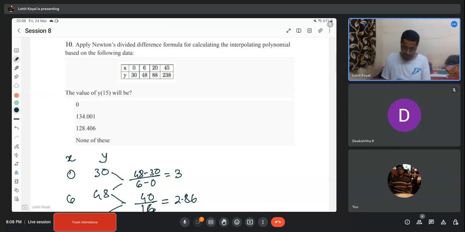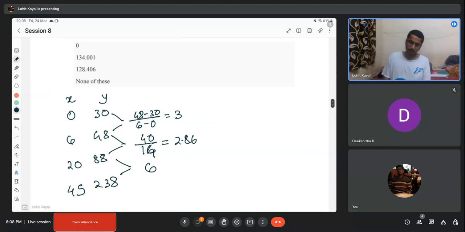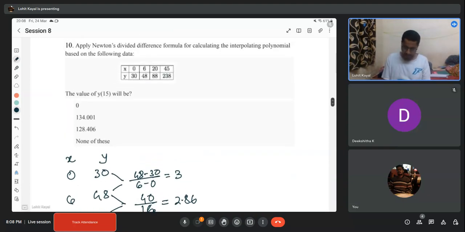So here is an interesting thing. I will complete the difference table anyway. But see that you have this point 15, and you have a total of 4 points. So it is up to you. What will be the order of the polynomial? Your 15 lies between 6 and 20. You can work on this.